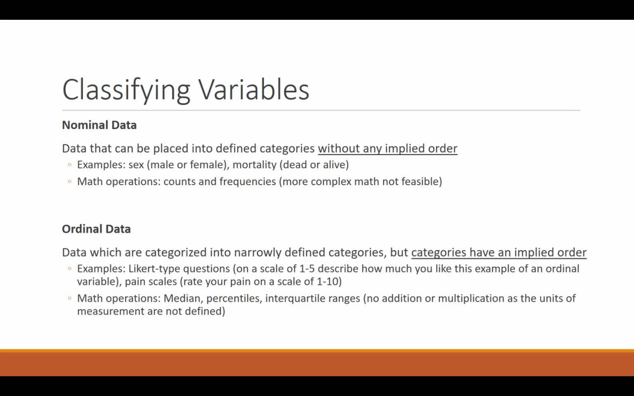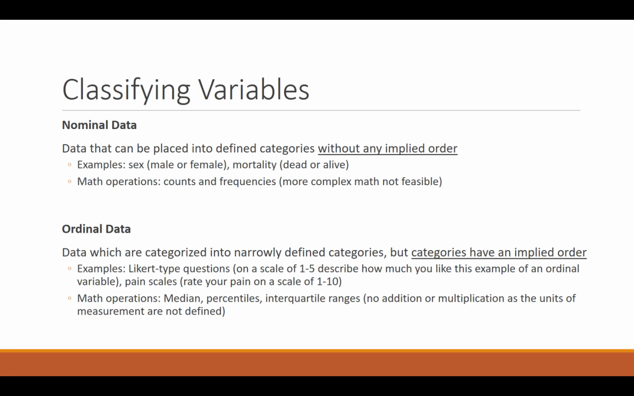The first variable type that we'll look at are nominal variables. Nominal variables are data that can be placed into defined categories without any implied order, and sometimes these are called categorical variables or dichotomous variables. They usually have very few categories and there's no implied order. For example, biological sex is either male or female. There's no order here. Mortality is dead or alive. We can't rank these in any sort of meaningful order.